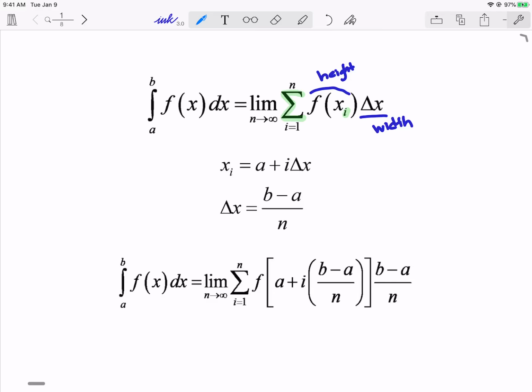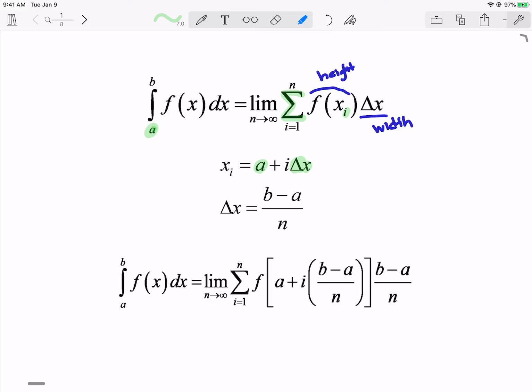Now x sub i, all you need to notice is that it starts at a, which is the lower limit of integration, and we add i times the width. Remember, delta x is the width, and i is just a counting number. And we'll look at an example and see where that i comes into play later.